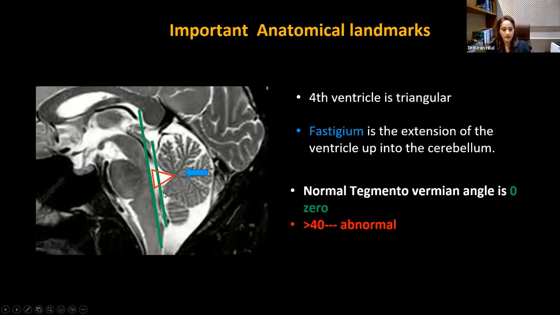So the tegmentum and the vermis are always parallel lines. In a normal person they will never make any angle. Whenever there is an angle more than 10 or 30, or especially if it is more than 40, it's always abnormal. So now you know about your tentorium landmark, you know about your fourth ventricle appearance, and you know about your tegmento-vermian angle, which should be 0.